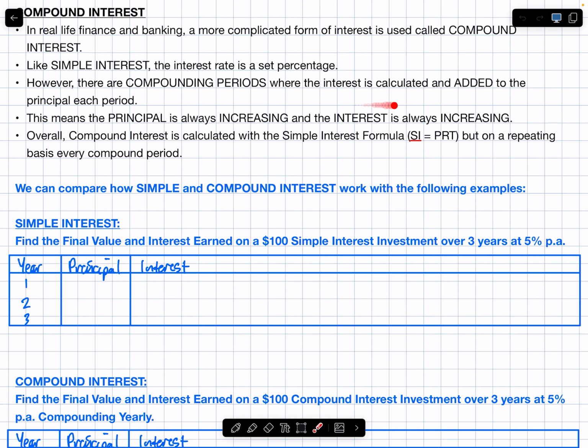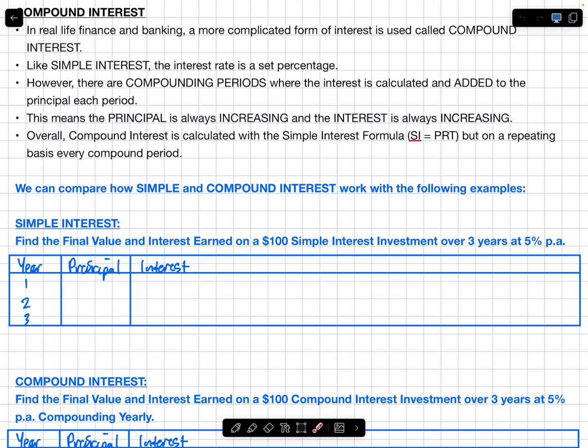However, there are compounding periods where the interest is calculated and added to the principal each period. In simple interest, every year that you earn interest, it goes to you. But here, in compound interest, the interest that's earned goes onto the principal, right? And then with this larger principal, you find the same percentage of that. If the principal is larger, then the interest is going to be slightly larger too, which we'll see in the maths. This means the principal is always increasing and the interest is always increasing.